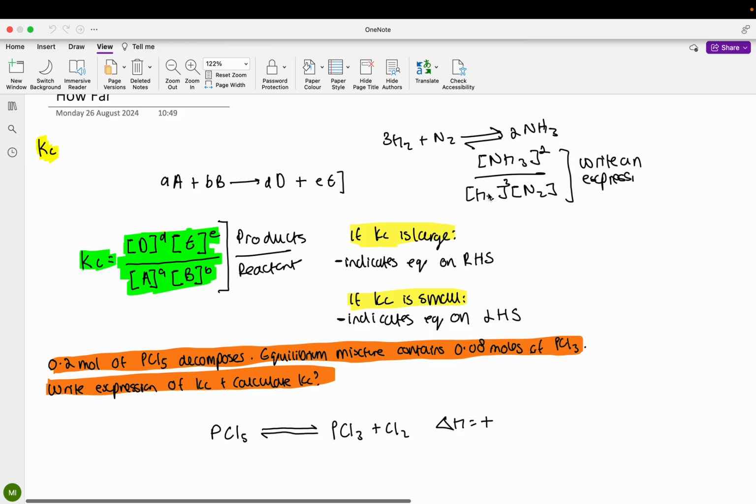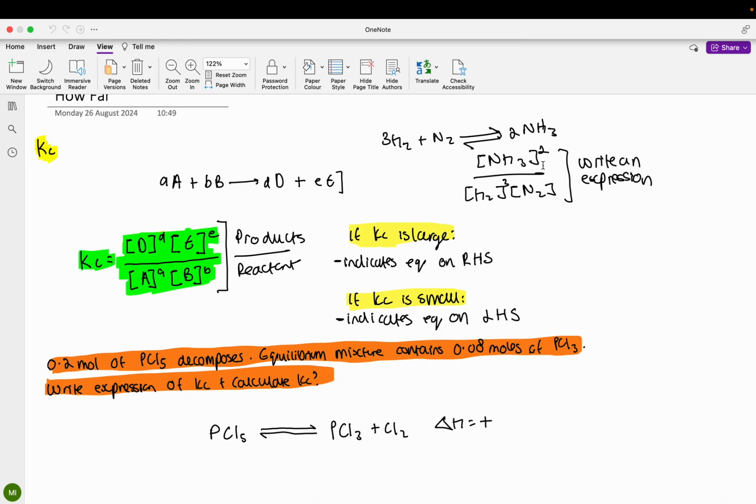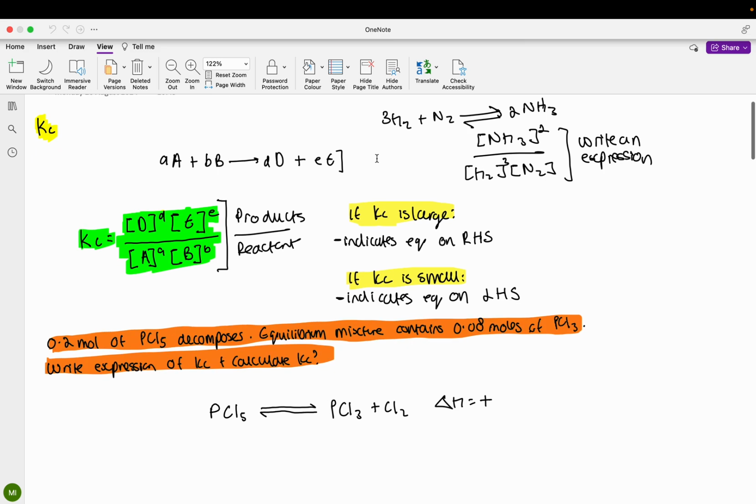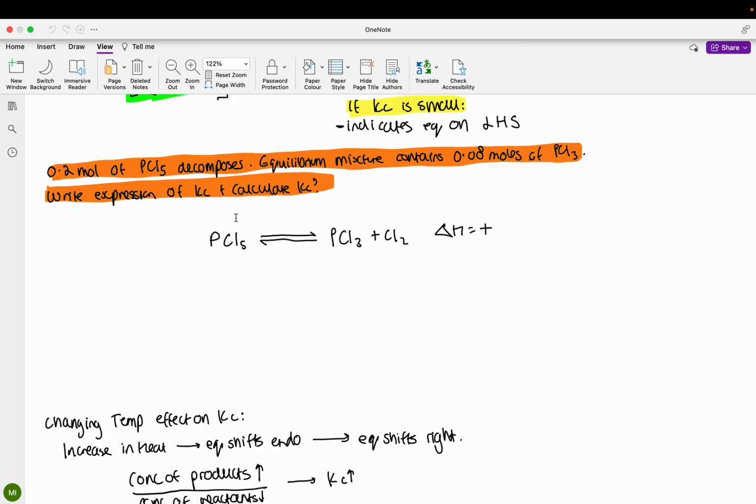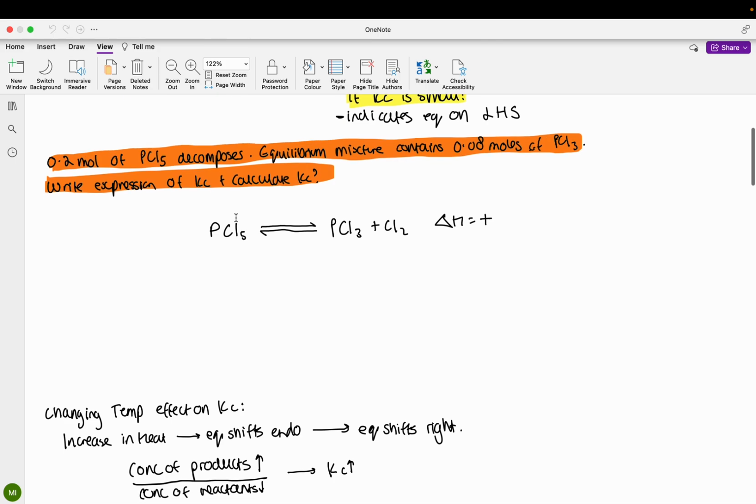You're just going to do products over reactants, and the products and reactants are to the power of whatever number is in front of them. Okay, take a look at this orange question here. This is a common type of question you can get in your exam. If we have 0.2 moles of PCl5 and that decomposes, the equilibrium mixture contains 0.08 moles of PCl3. Write an expression for Kc and calculate Kc.